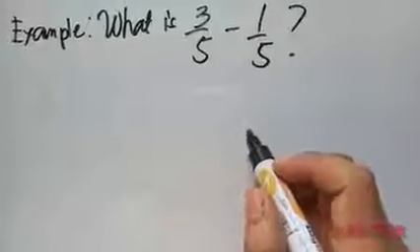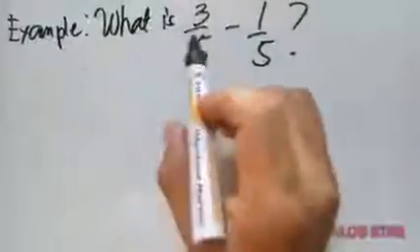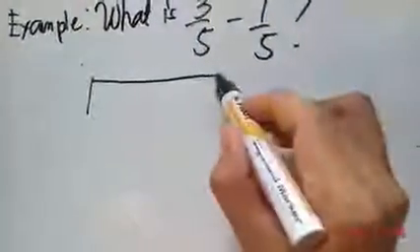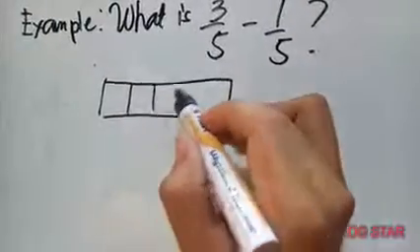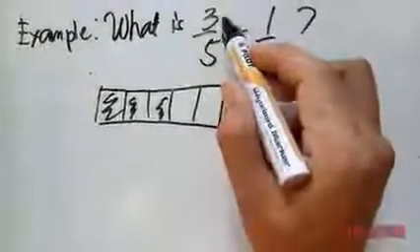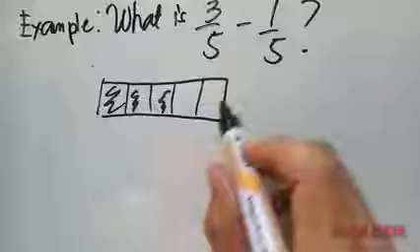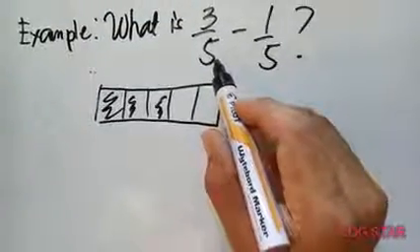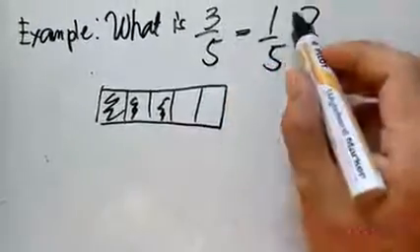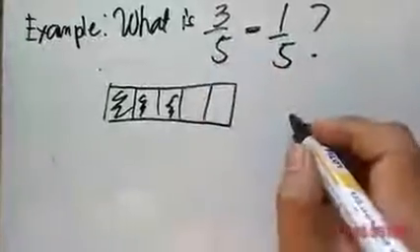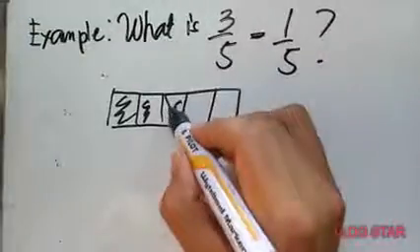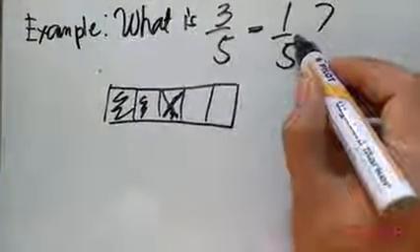Next example is subtracting similar fractions. What is 3/5 minus 1/5? We should draw 3/5 first. Then shade three parts since the numerator is 3. Then divide the whole into 5 equal parts since the denominator is 5. The next thing we're going to do is remove 1/5 from 3/5. So just cross out one part, because that is 1/5.